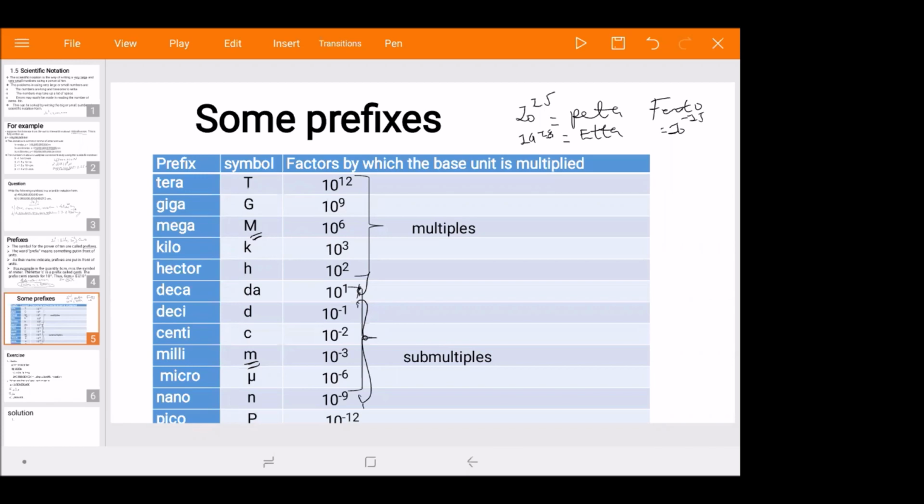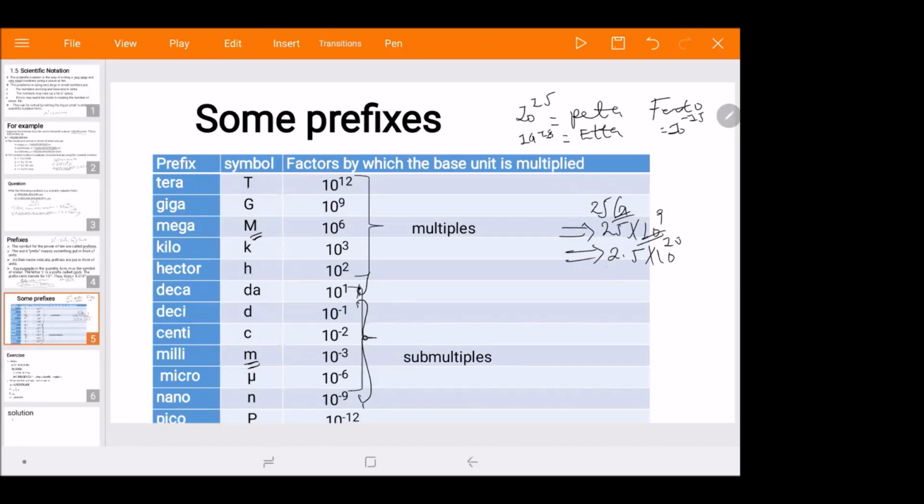For example, if one person gives you 25 capital G, or giga, this implies 25 times 10 to the power of what? 10 to the power of 9. Or if you write this in scientific notation, 2.5 times 10 to the power of 10. So instead of giga, you can use 10 to the power of 9.